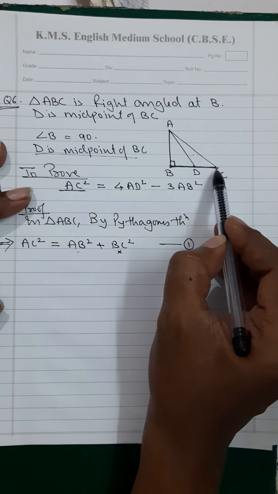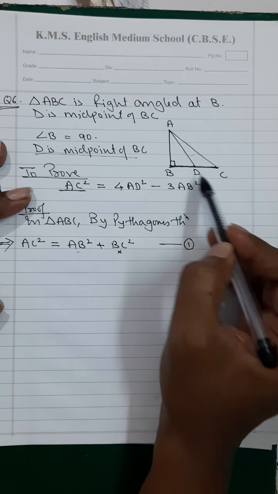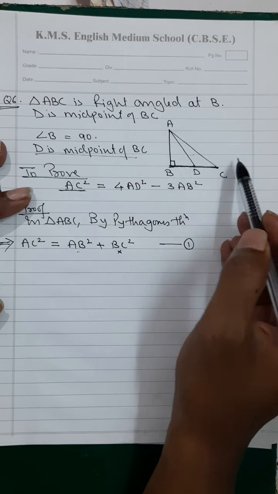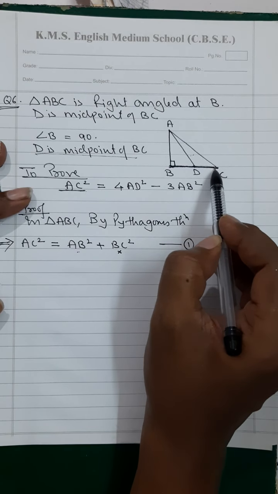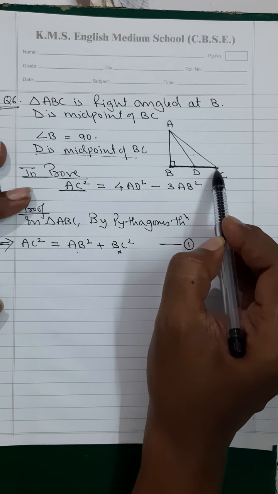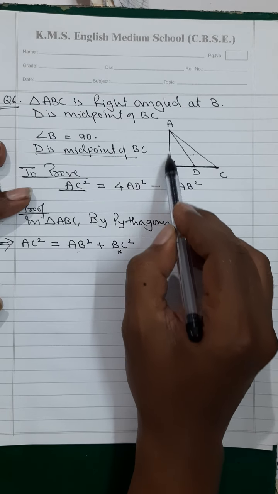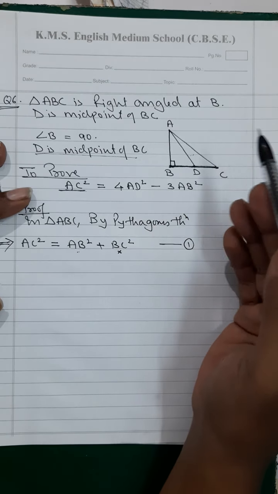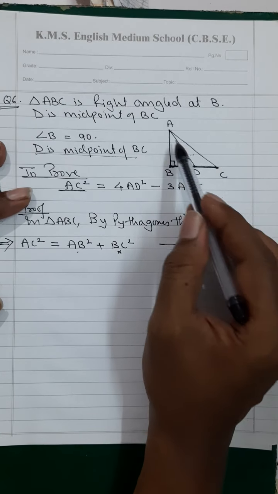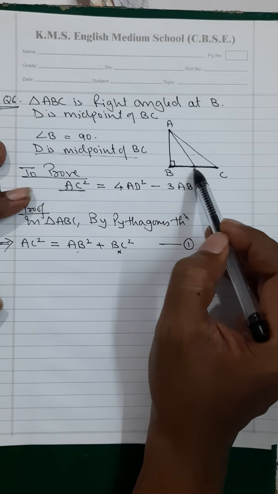BC can be converted to BD because BC is going to be double of BD. BC is also double of DC. Whether I write double of BD or double of DC, I should choose double of BD, because BD is a side of a right angle triangle. I can again apply Pythagoras theorem in triangle ABD. I can't apply it again in triangle ABC, but I can definitely apply it in triangle ABD.